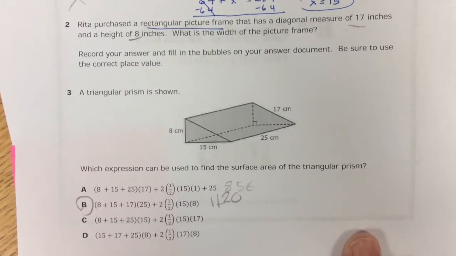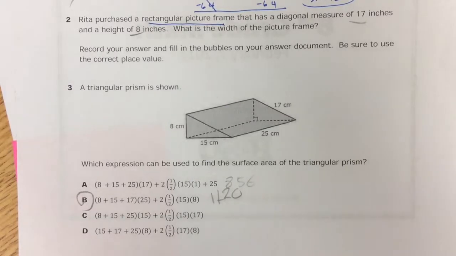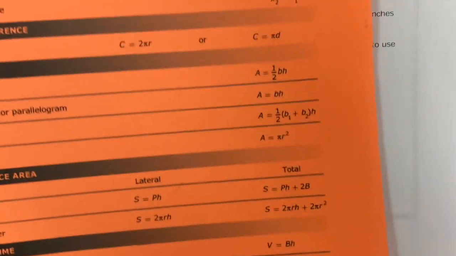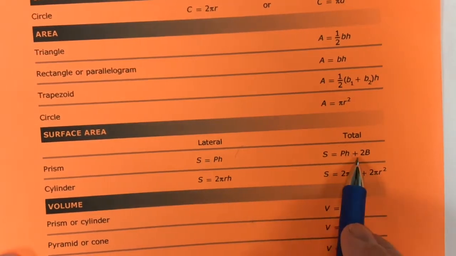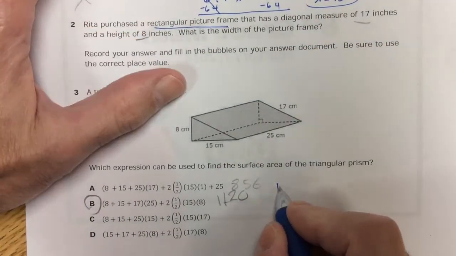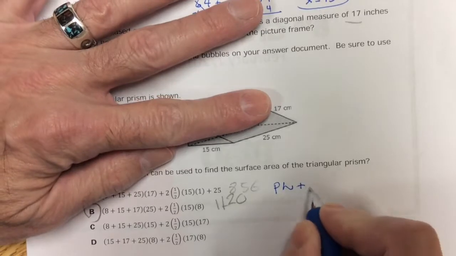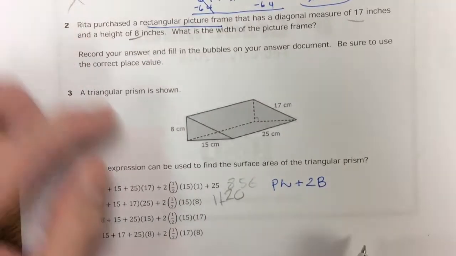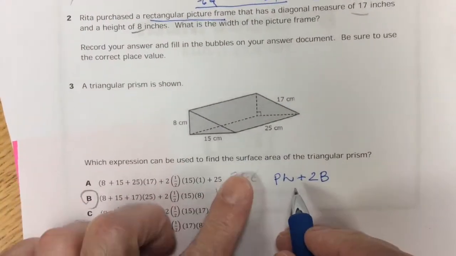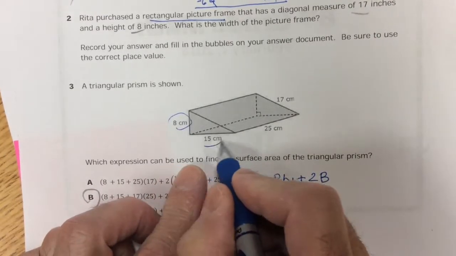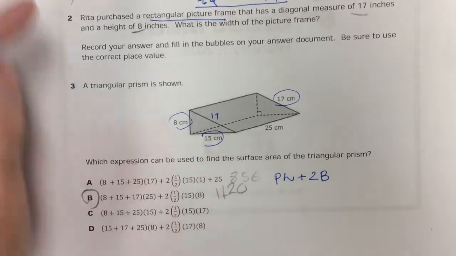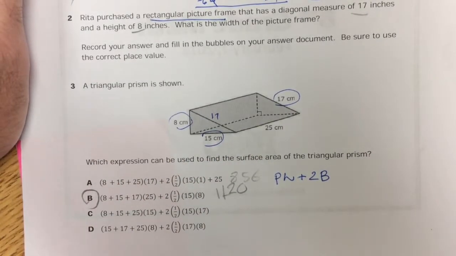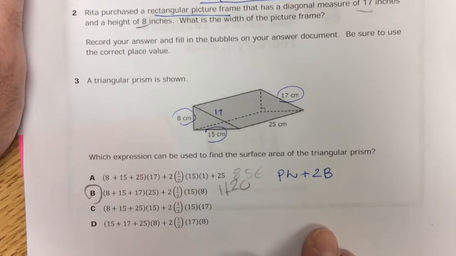The answer was 15. So on that one, it was the Pythagorean theorem, missing a leg. Number 3 is a rectangular prism, and it's asking you for the surface area. So you pull out your handy chart, you find surface area prism, and it's pH plus 2B. The perimeter of the base would be adding all 3 of the sides, 8 and 15 and 17, because this would be 17 here too.